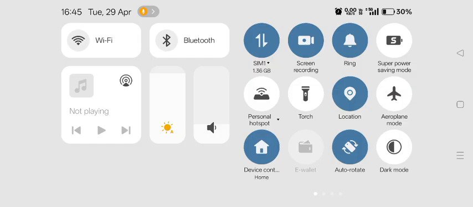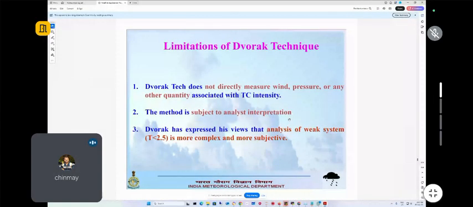Something happened with the cyclone, so the wind intensity of a post-cyclone may vary based on the analyst's interpretation. That's why experience is required to analyze it in a better way. Today, after coming here, he has expressed his views, sir, that analysis of a weak system is more complex and more subjective.